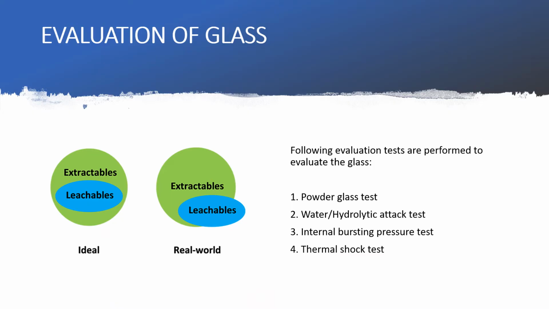So let us start. When we talk about the evaluation of the glass, there are basically four tests which are being prescribed by the pharmacopoeia to be conducted as a part of the quality control of the container systems. These four tests are as following. First is the powder glass test. Second is the water or hydrolytic attack test. Third is the internal bursting pressure test. And fourth is the thermal shock test.